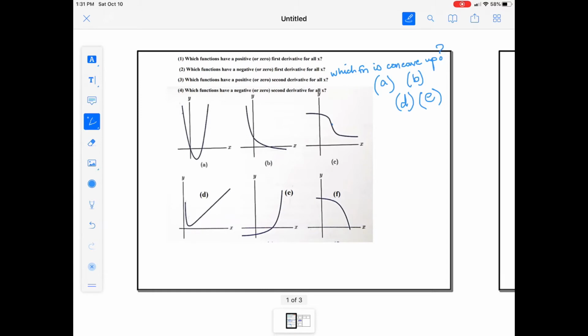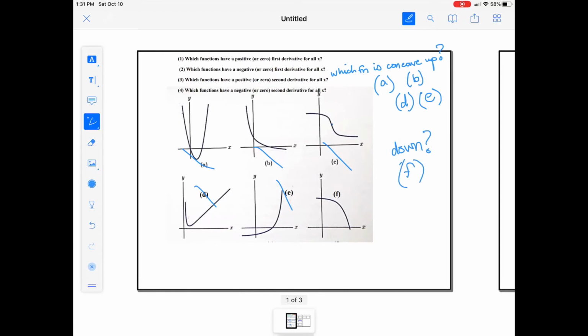And the last one, which one is negative? So now we're saying which ones are only concave down? Only concave down. No, no. This one is both concave up, F. And so that leaves us with F.